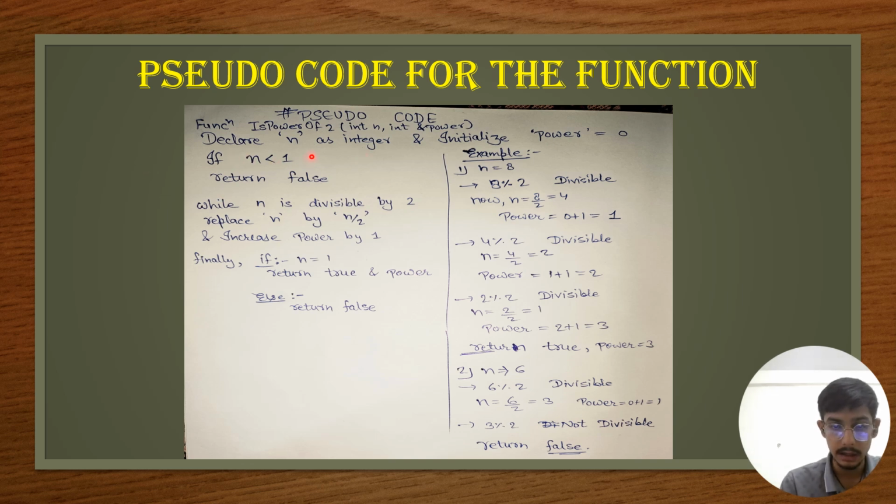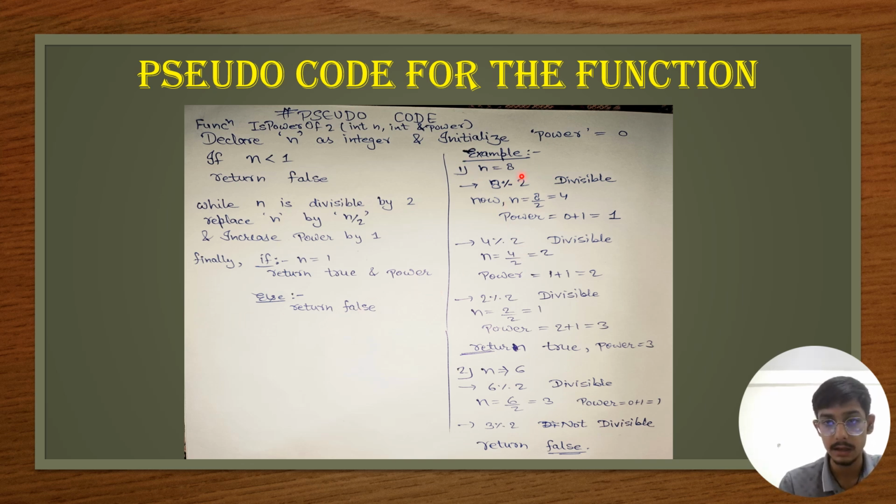Now we have declared n as an integer and initialized power as 0. First condition we apply: if n is less than 1, it returns false to the function and output will be given. Moving towards the while loop, while n is divisible by 2, we will replace n by n divided by 2 and increase the power, which is initialized earlier as 0, by 1, and we will repeat this process until finally n reduces to 1. If n reduces to 1, we will return true to the function along with the power that is increased, else we will return false.